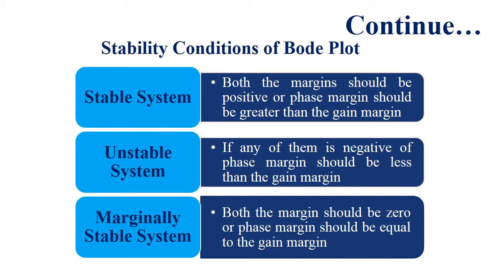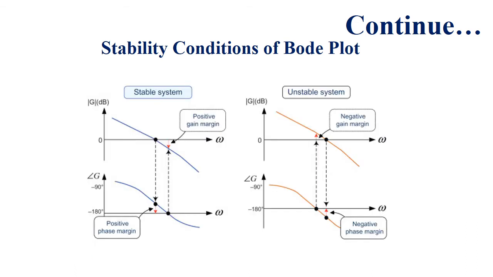A system can be marginally stable if both the margins are 0, or the phase margin is equal to the gain margin. Here I have some stability conditions of the Bode plot. If positive gain margin and positive phase margin occur in the Bode plot, then our system is stable. If negative gain margin and negative phase margin occur in the Bode plot, then our system is unstable.